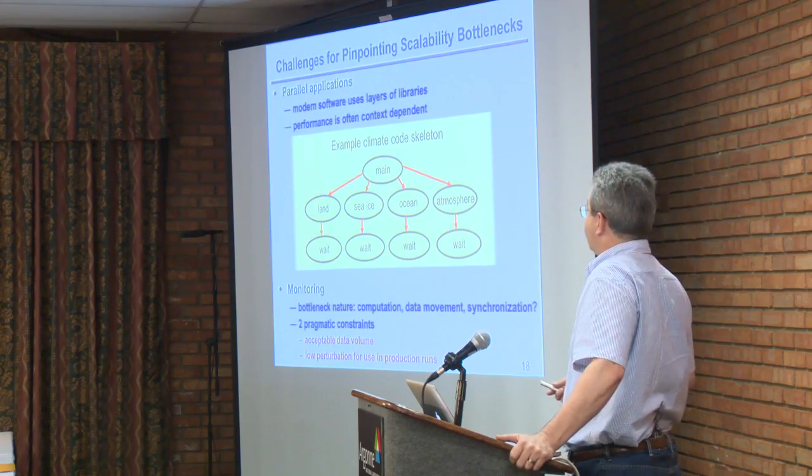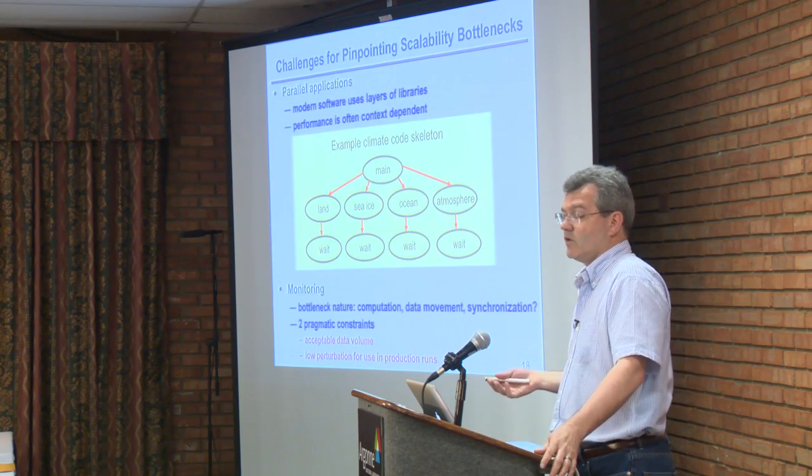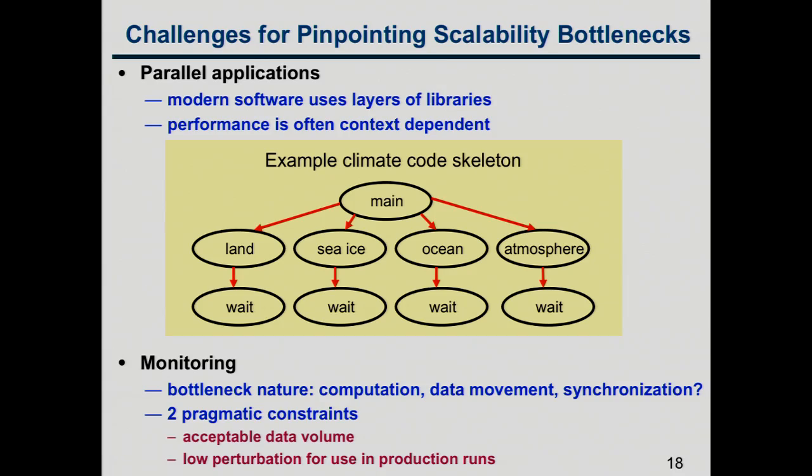One of the challenges for pinpointing scalability bottlenecks is that modern parallel software uses many layers of libraries, and the performance is often context dependent. For example, consider this skeleton for a climate code where we have the main code, and a land simulation, a sea ice simulation, an ocean simulation, and an atmosphere simulation, and each of these is calling MPI wait down at the bottom.